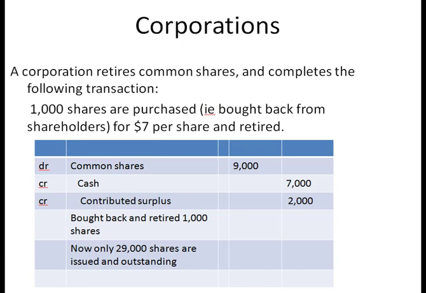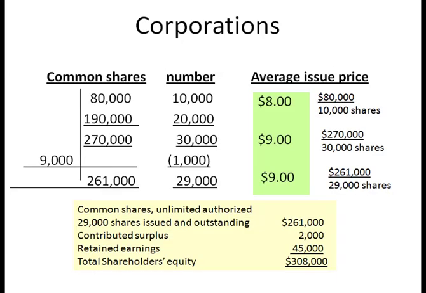That contributed surplus would be reported under contributed capital on our balance sheet. Here we see in the yellow square the second account down, contributed surplus $2,000. You'll notice our common shares have been updated, now only 29,000 shares issued and outstanding, with a balance now of only $261,000. Our retained earnings balance is unchanged.